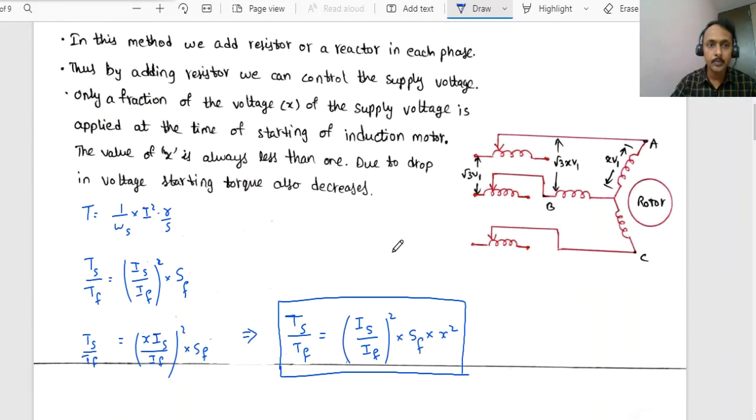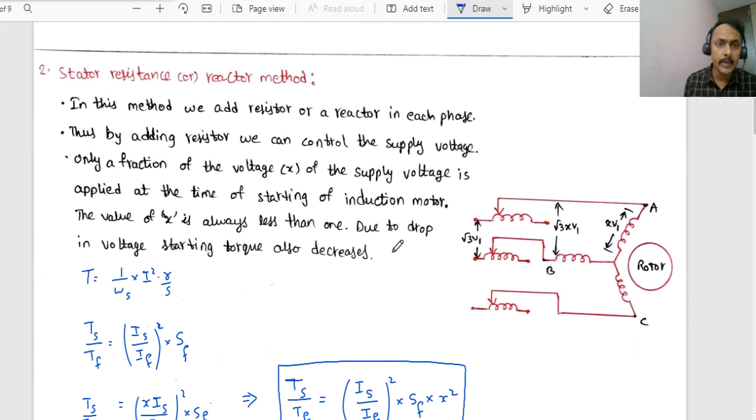Next one is the stator resistance or reactor method. What they will do is, instead of directly giving the supply to the stator winding, in between the supply lines and stator, they will connect a rheostat or reactor. They will connect a rheostat where we can vary the resistance.